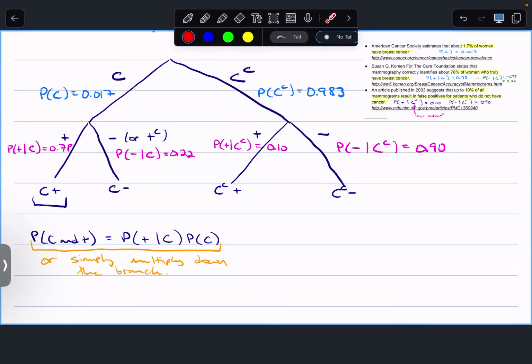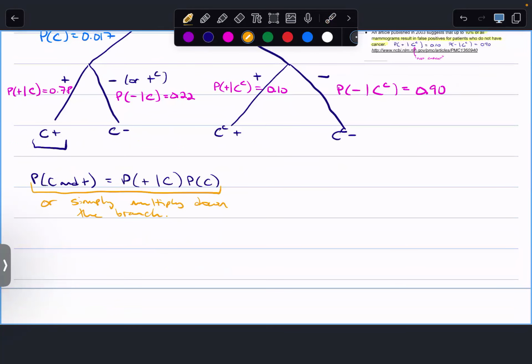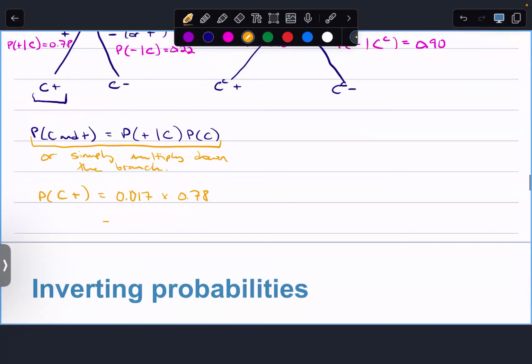Okay. So then the probability of C, and I'm ditching the and. If I just smush them together, I can read it as and, is 0.017 times 0.78. Which puts me at 0.01326.